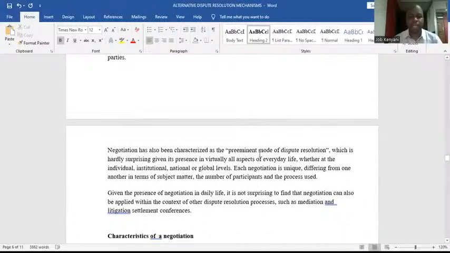It is characterized as a preeminent mode of dispute resolution, which is hardly surprising given its presence in virtually all aspects of everyday life, whether at the individual, institutional, national, or global levels. Each negotiation is unique, differing from one another in terms of the subject matter, the number of participants, and the process used. These are processes we are likely to experience in our daily life, maybe at our workplace. You could have differences, and you can decide how to resolve them or negotiate and agree. It is present in our daily life.